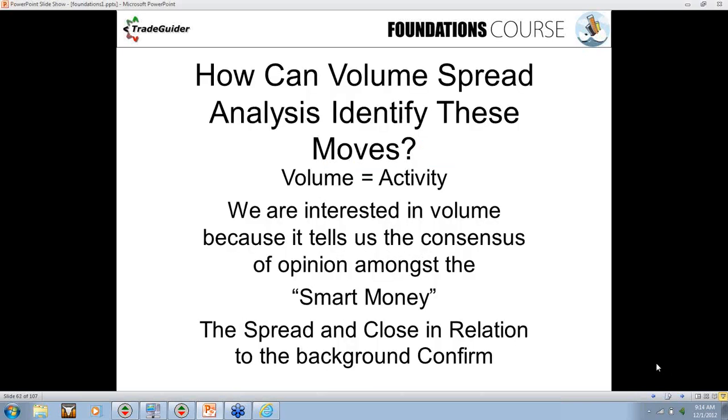So how is it then that volume spread analysis identifies these moves? Well, again, I've repeated it a few times today. Volume is activity. We are interested in volume because it tells us the consensus of opinion amongst the smart money traders. The spread of the bar and the close in relation to the background information that we've talked about confirm their intent.